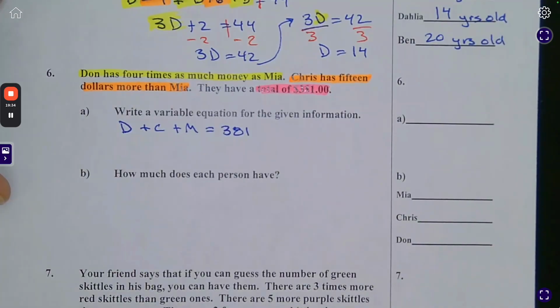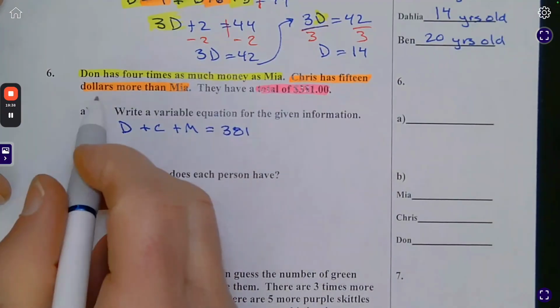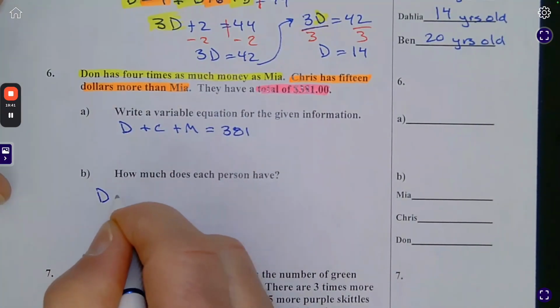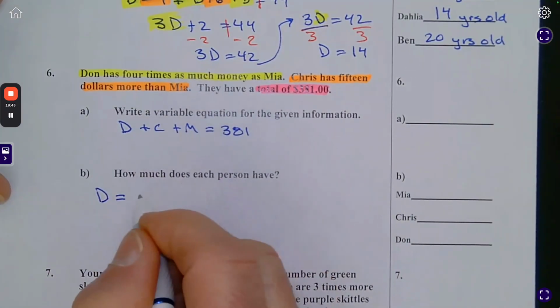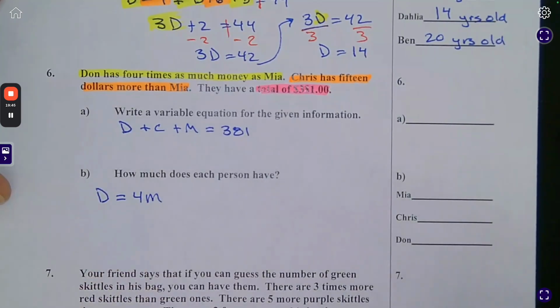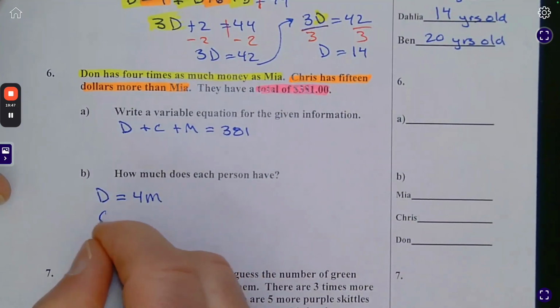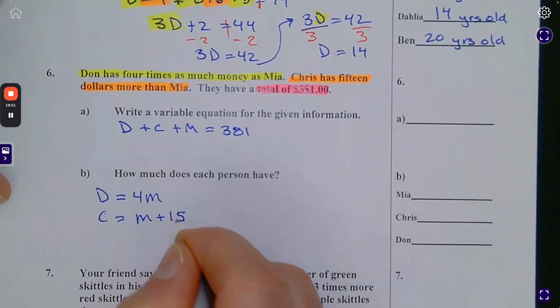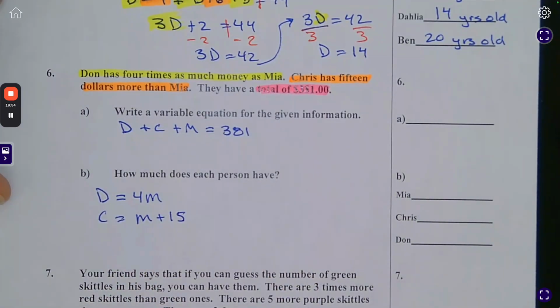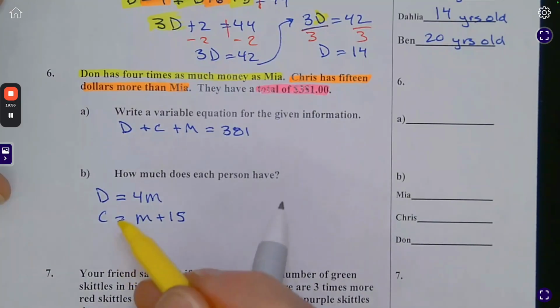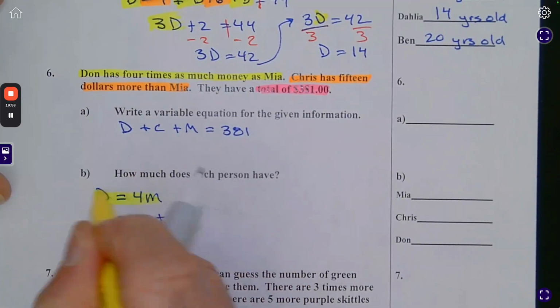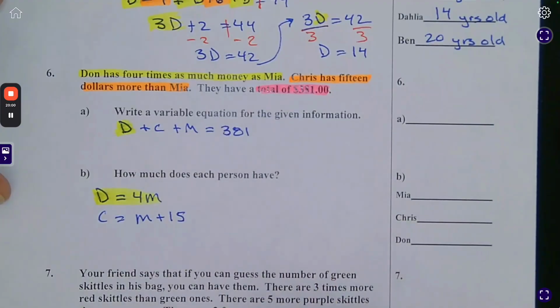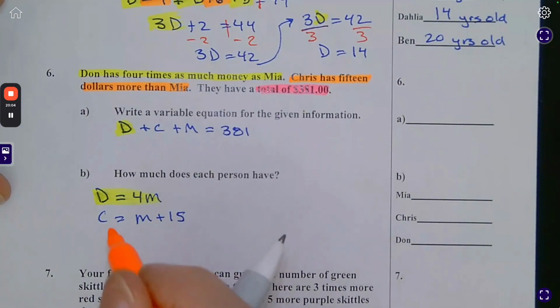All right, well, I got too many variables. So what do I know? I know that Don has 4 times as much money as Mia. Okay. Chris has $15 more than Mia. More than means you're adding 15. Notice here, Don equals 4M. And there's Don right there. Notice here that Chris equals M plus 15.